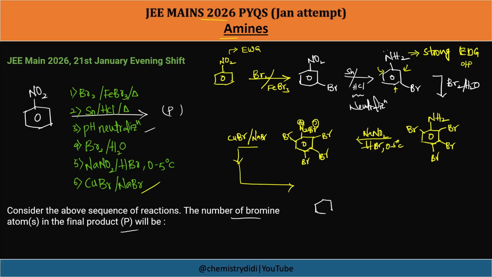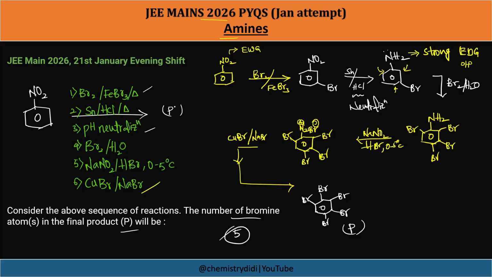How many bromines are there in this particular compound? 5, right? So here we have got one more bromine, and initially we have 4 more bromines over these positions. So finally this is the product P, and there are 5 bromines. I hope you have understood this conversion. Don't be afraid of seeing all these reagents; if you know the purpose of each reagent, you can easily solve this question.